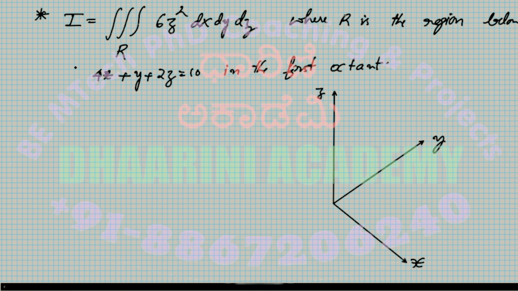Now, you see this is a plane: 4x plus y plus 2z is equal to 10. In order to identify where this plane intersects each of the original planes, that's the xy plane, yz plane, as well as the zx plane, we have three different planes here. Like a coordinate axis, you have coordinate planes.